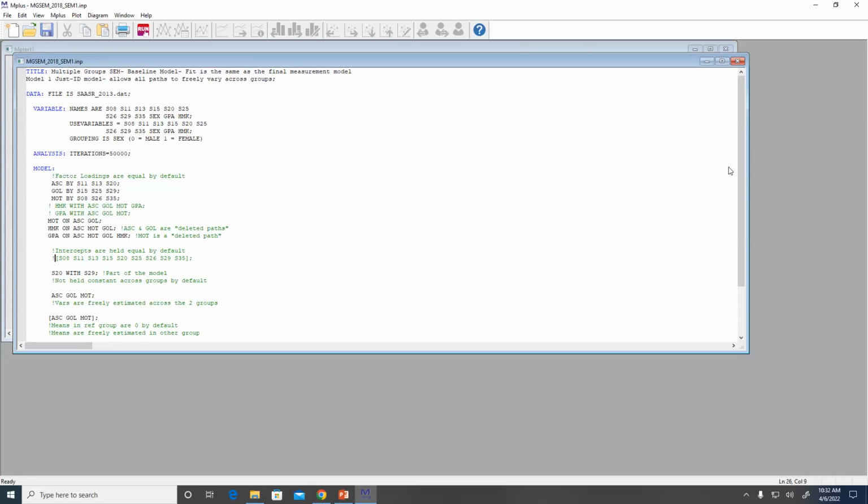How many degrees of freedom am I going to pick up in model 2 then? 3, right? Model 2 will have 3 more degrees of freedom than model 1, because in model 1, I'm allowing all of the paths to vary across the two groups. And in model 2, I'm going to see if I can constrain them to be equal to each other, and then let's say I can constrain this path to be equal.